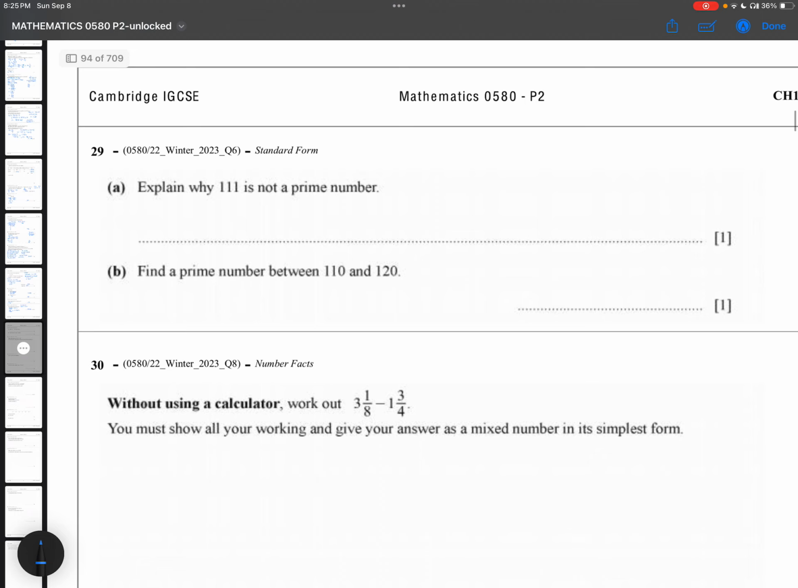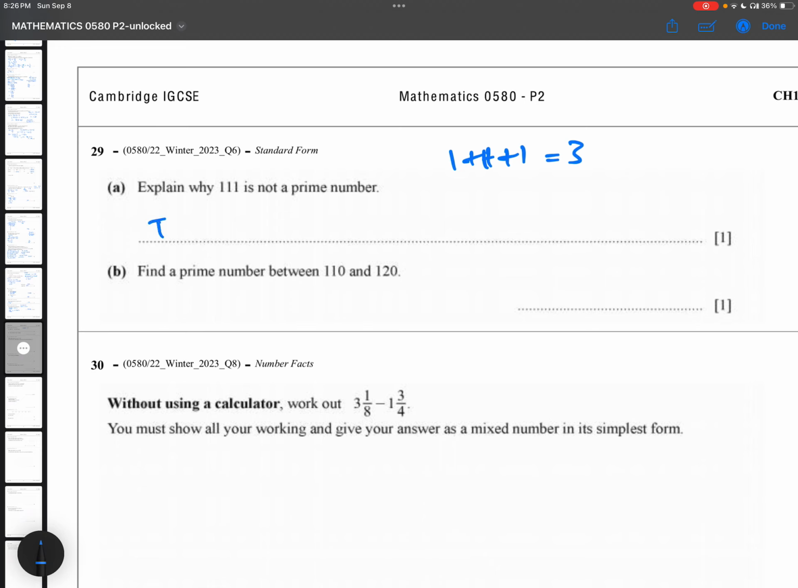Let's move to the next question. It says explain why 111 is not a prime number. If we add 1, 1 and 1, we get 3. So this is the divisibility rule of 3: if we add all the digits and the sum is divisible by 3, then the number is a multiple of 3, and can be divided by 3. So that's why 111 is not a prime number.